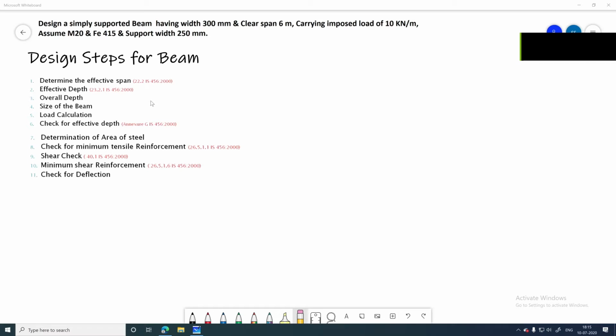So hello everyone. Yesterday I discussed the design steps for the beam, right? The following points I discussed yesterday, in the previous classes, and today I will solve a problem. I have already told you that we definitely need to solve a problem, then only it will be clear, right? So this is the problem.